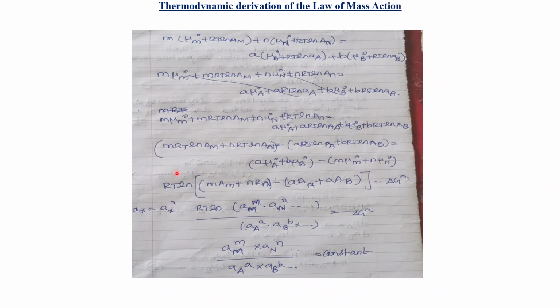So using the algebra formula, it is written as a_M to the power m, a_N to the power n, over a_A to the power a, a_B to the power b. The RT and delta G degree are constants, so this part is equal to a constant. So this is the derivation of the law of mass action. The upper side is the product and the lower side is the reactant, so it's a ratio of products and reactants.